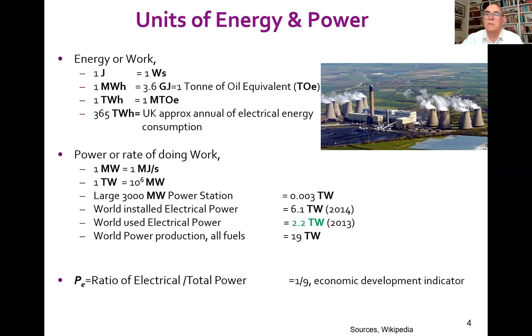And for the world, it's 2.2 over 19, which is about 1/9, is the average ratio, PE, of electrical to total power. Now, this figure is very useful. So depending on your country, if you're in a developed country, the ratio will be higher than 1/9. If you're in a developing country, it will be lower than 1/9. I want to return to this. So if you could just remember that PE ratio.